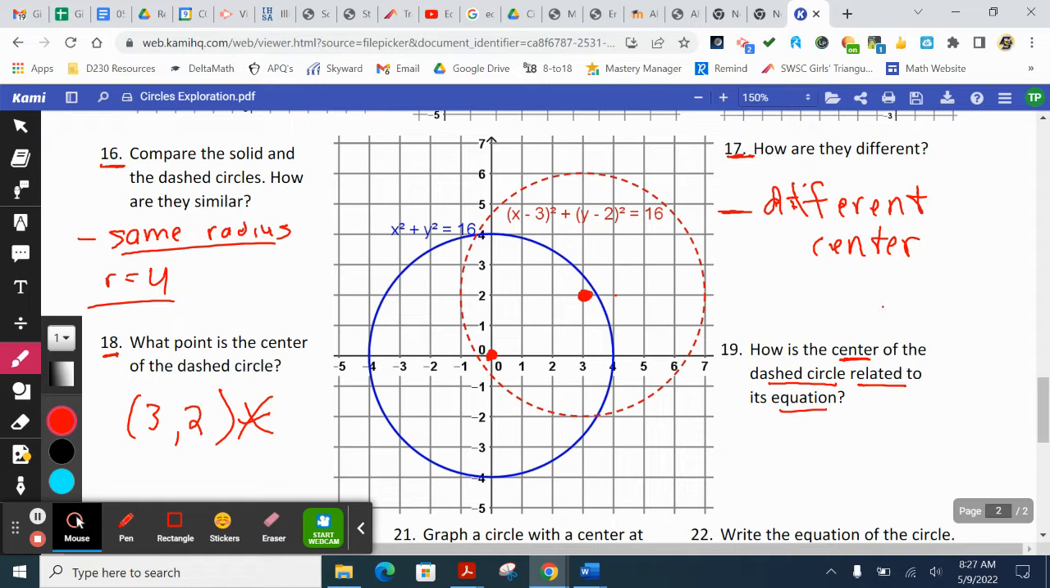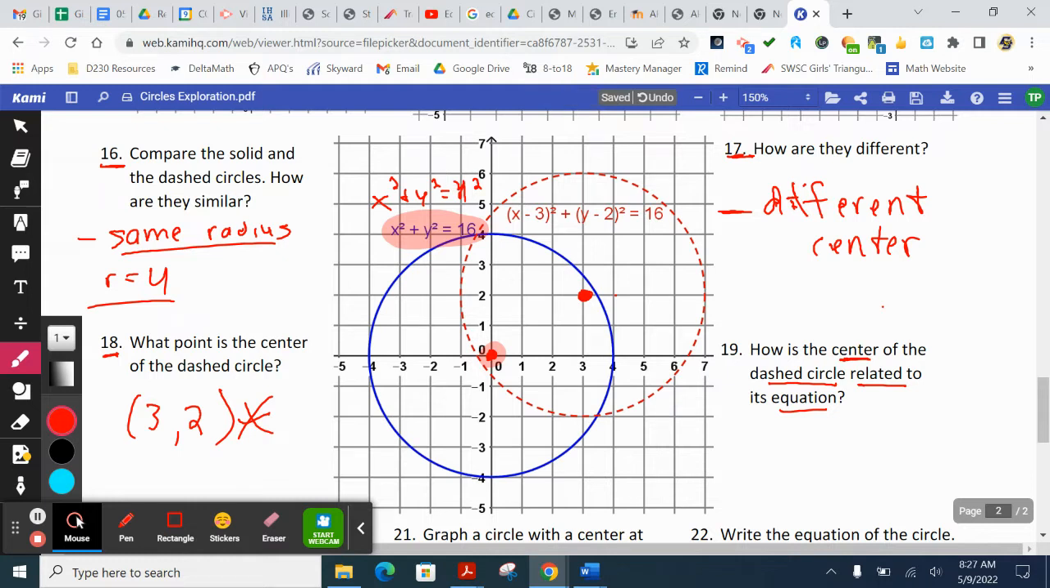So in each of these, we have the equation for the first one. So these are the ones that we did on the front page. This blue one is centered at the origin. The radius was 4, so we could have written that equation as just x squared plus y squared equals your radius squared. Okay, and the radius in this case was a 4.